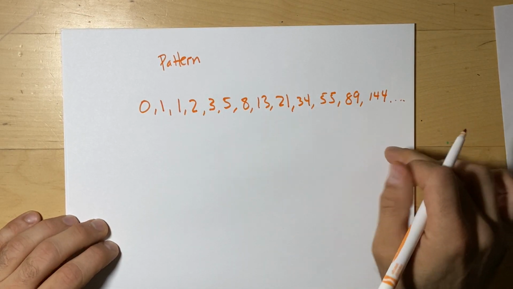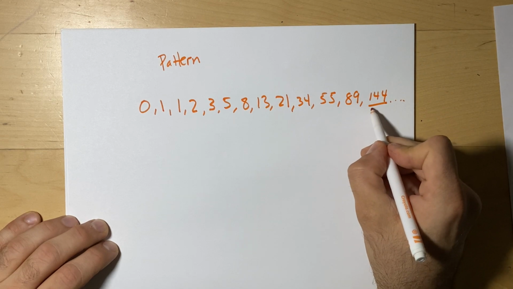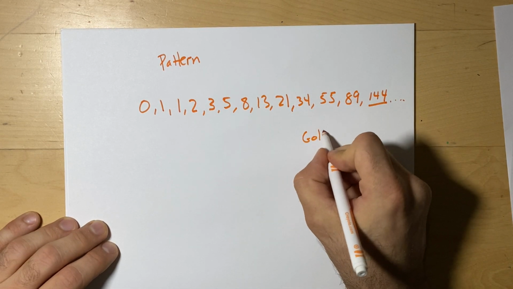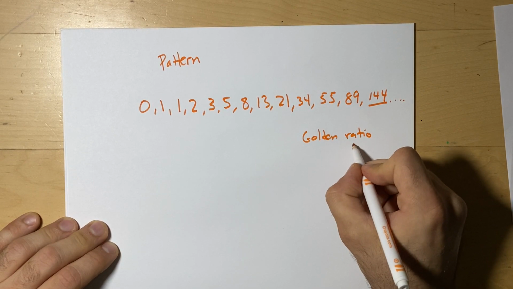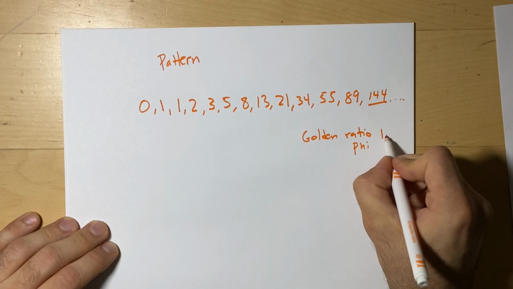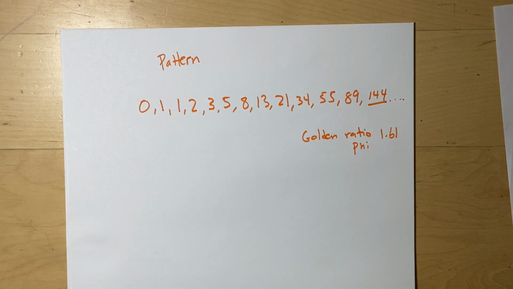As we get bigger and bigger, you divide this number by the one before it, and you get the golden ratio, which is something we call phi, and it's like 1.61, I think.